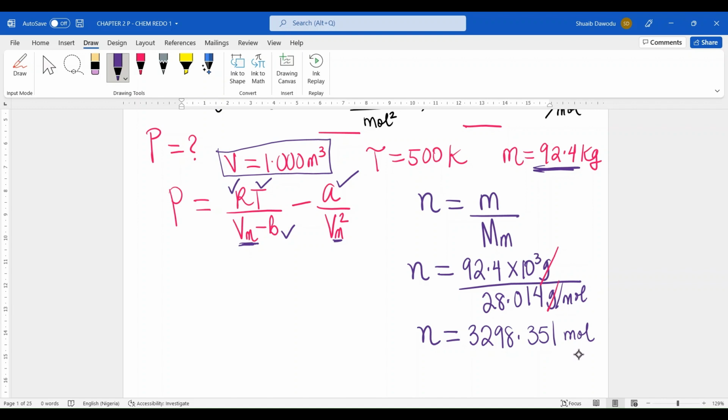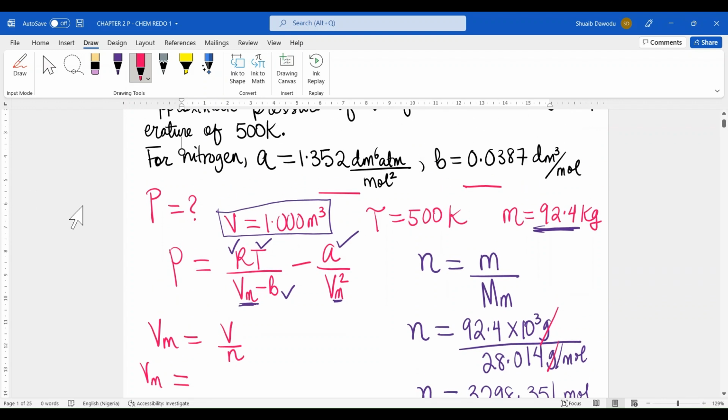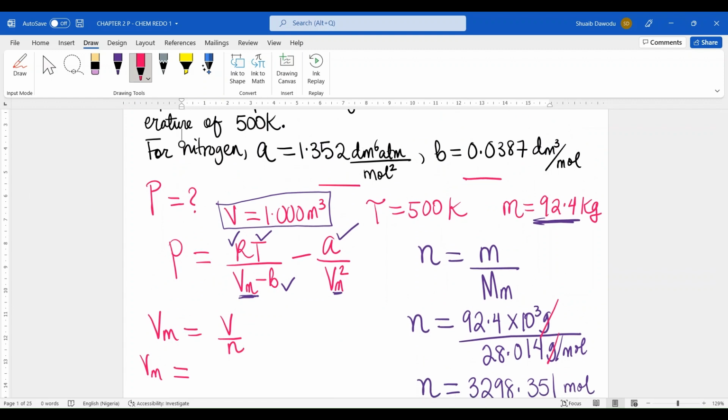But let's not forget that we're not just determining the number of moles. We're using the number of moles to determine the molar volume. The molar volume is the volume divided by the number of moles, and the volume here is 1.000 meter cubed. Let's not forget that the values for A and B we're given in this question are in decimeters, and the volume is in meters cubed.